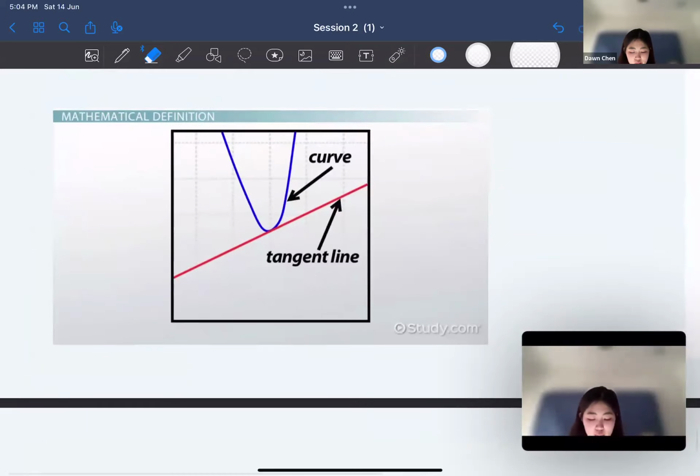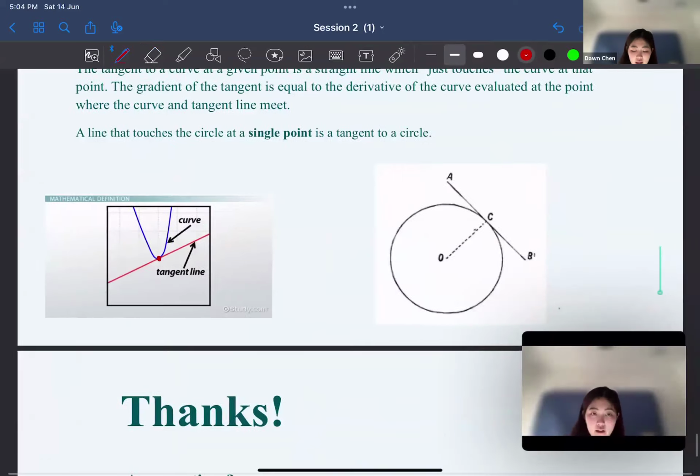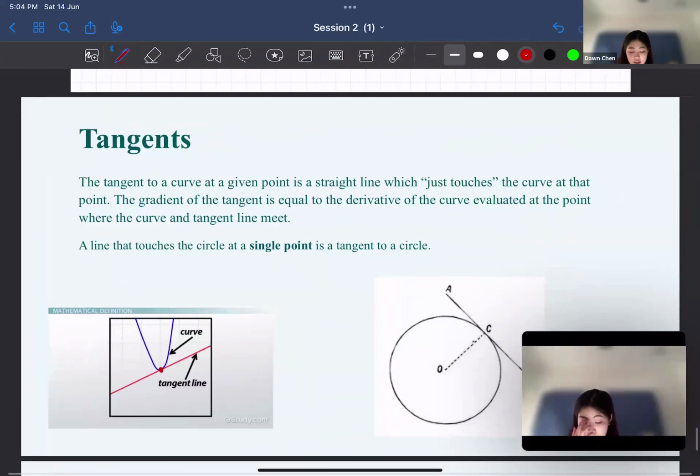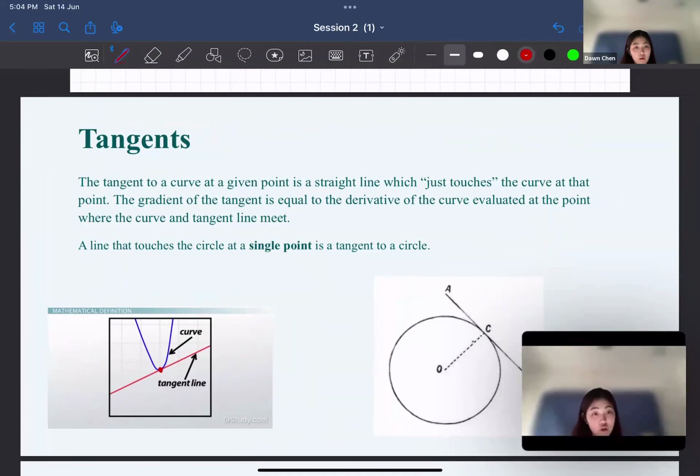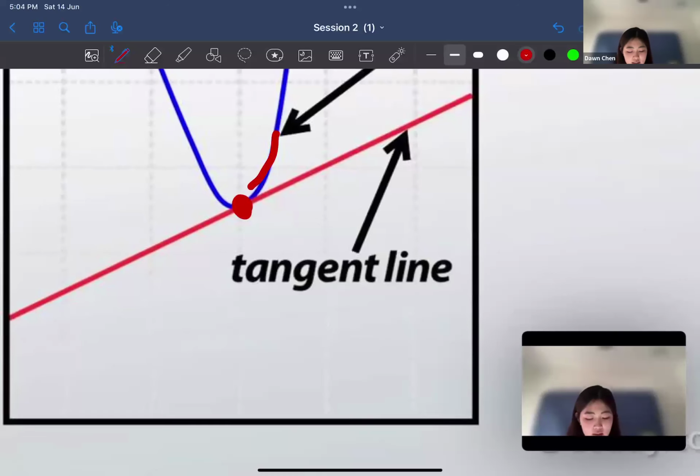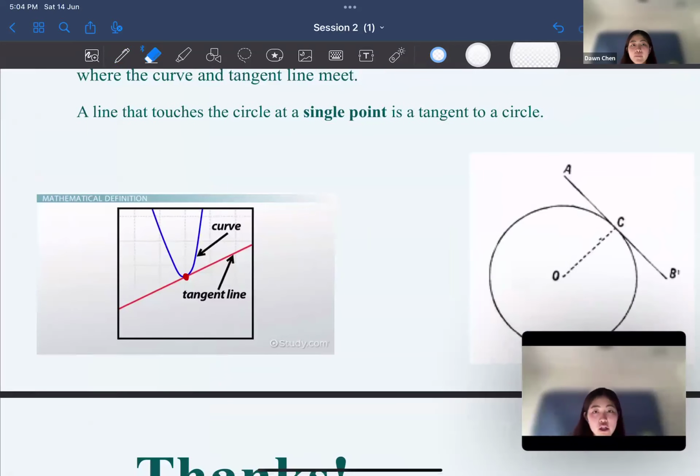So if we look at this diagram, we see the blue curve and its tangent line would be the red line, right? Because it touches this curve at just a single point. And it means that the gradient of the tangent, which is the slope of our tangent line, is also the gradient of our curve at this particular point. Right, so that's the more formal definition.